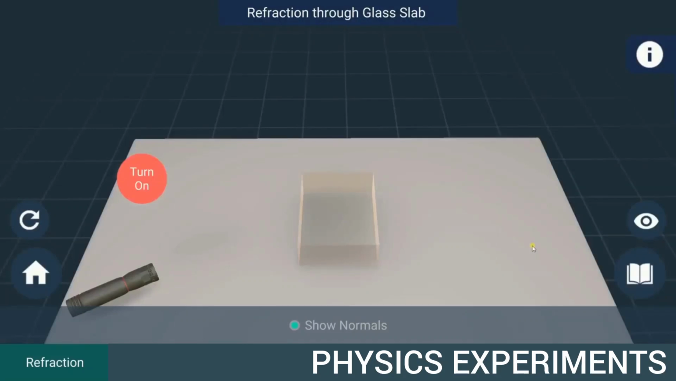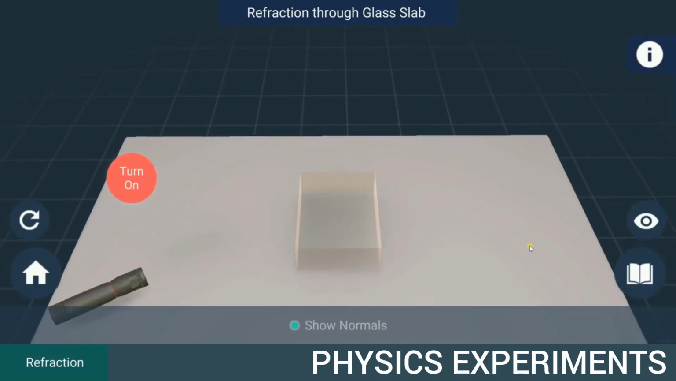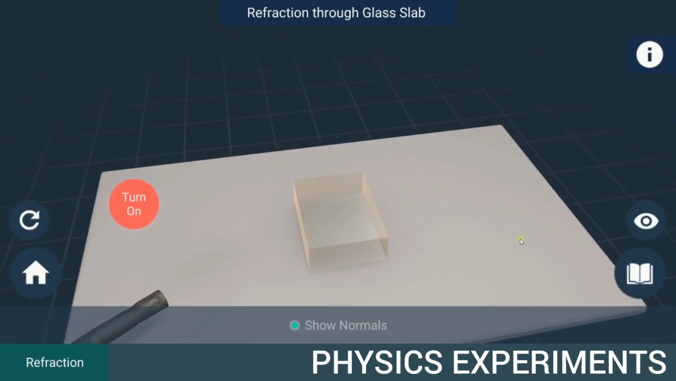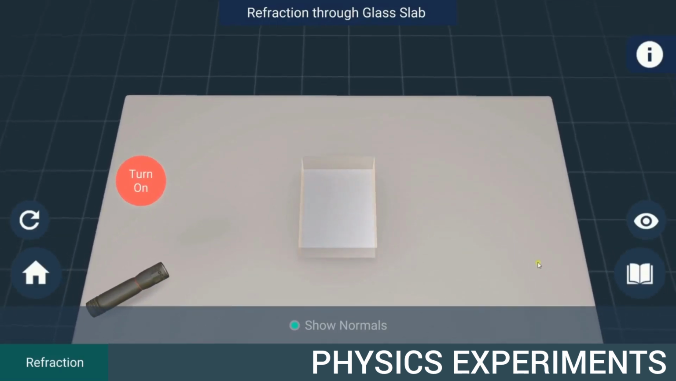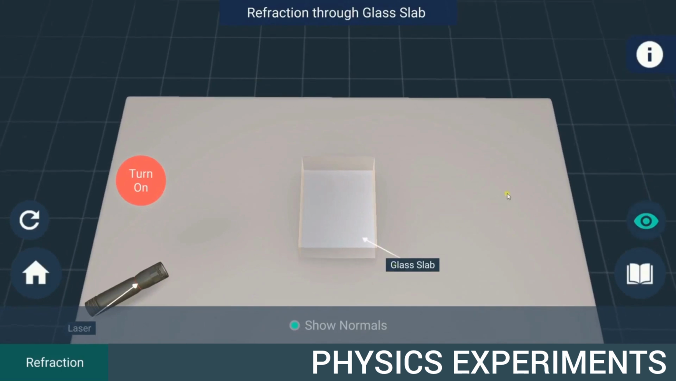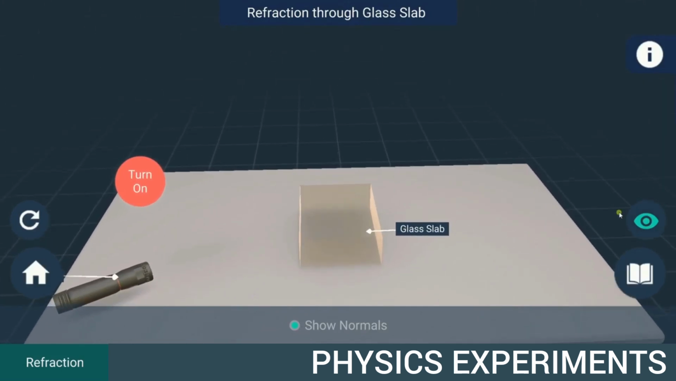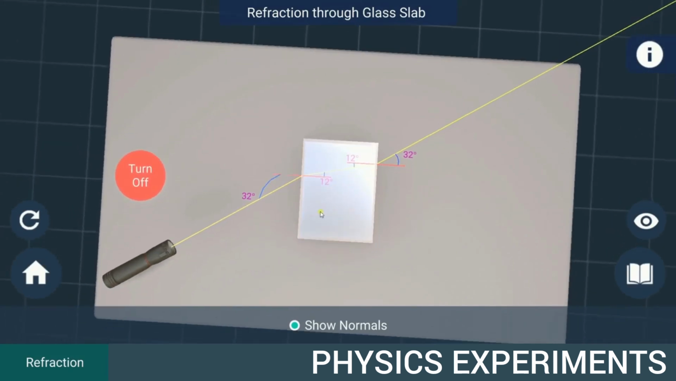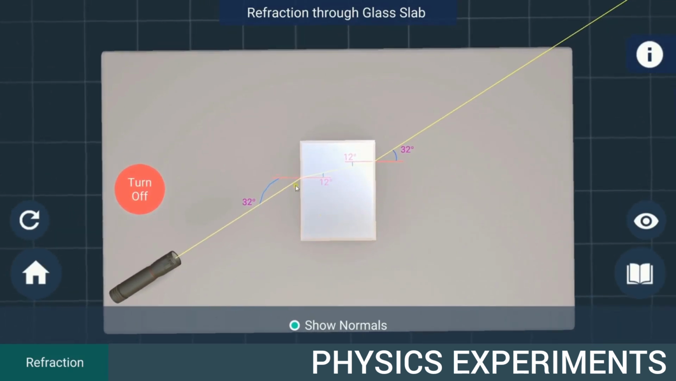Let's understand the phenomenon of refraction of light through a glass slab. We have taken a torch and a glass slab. Turn on the torch. We can see that the light ray passes through the glass slab. Initially, the ray hits on the glass surface from air to glass medium.